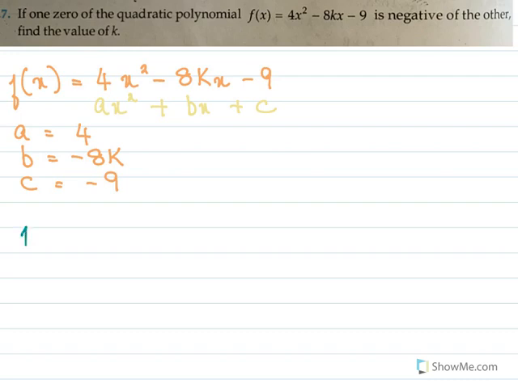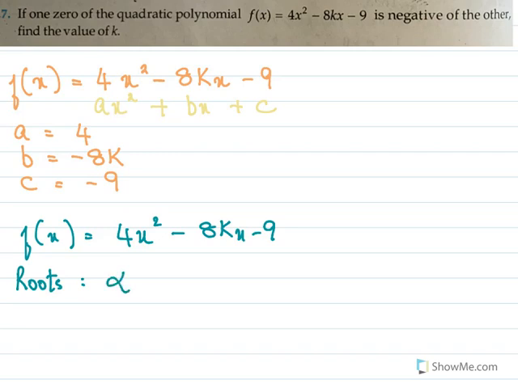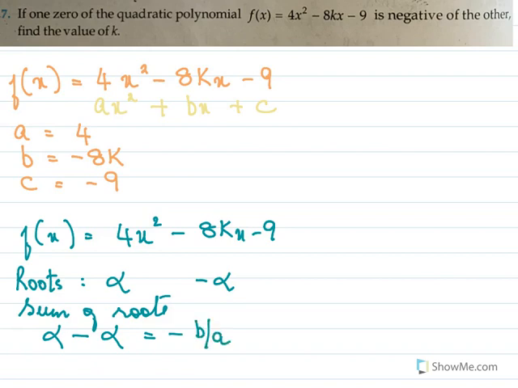Now again we'll write the quadratic. And it is given to us that one root is the negative of the other. So if one root is alpha, the other one will be minus alpha, because one root is negative of the other. So the sum of roots will be alpha minus alpha, which is minus b by a. And alpha minus alpha is 0. And minus b by a will be minus of minus 8k by 4.